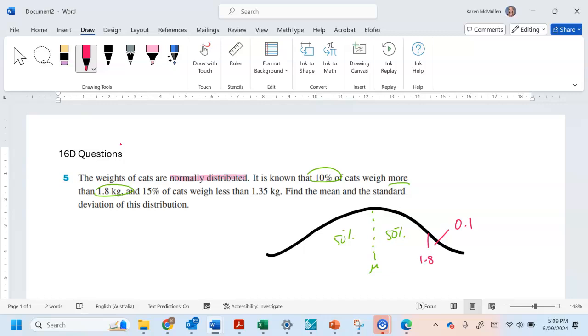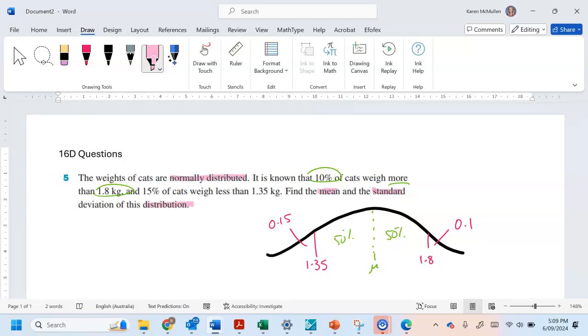And 15% of cats weigh less than 1.35 kilos. That's going to be down this end, and as a decimal, 0.15. Now we don't know what the mean is and what the standard deviation is. So what's the mean and what's the standard deviation?